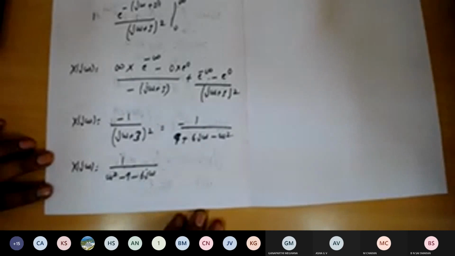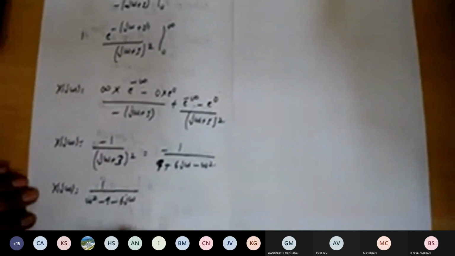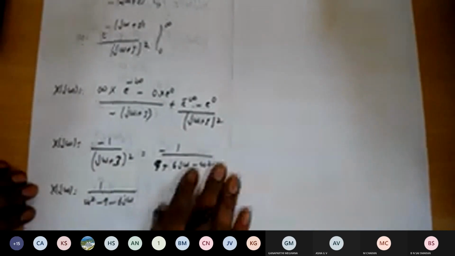So we can find the magnitude and the phase response of this one. The magnitude response is the square root of the real part square plus the imaginary part square, and the phase response is this one. So let us find out that one.